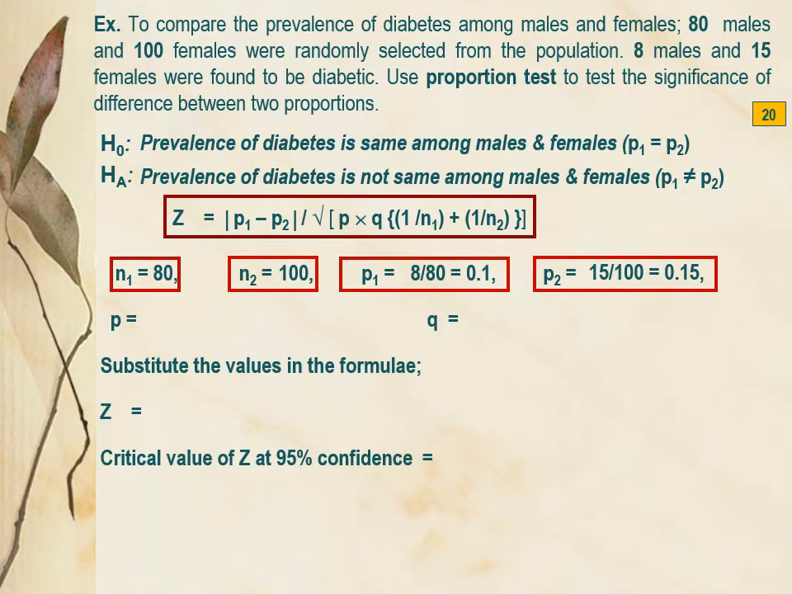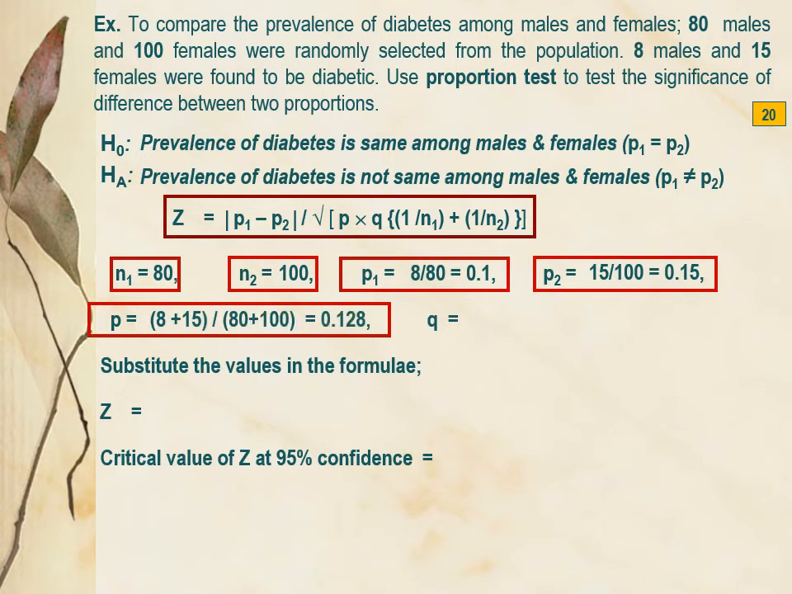You have N1, N2 given to you, and P1, P2 you obtain from the given information. P is the proportion in the combined group, that is combined males and females. The sample size will be 180 and the number of diabetics will be 8 plus 15, which is 23. So your P will be equal to 8 plus 15 over the sum of the two sample sizes, 0.128, and Q will be equal to 1 minus P, that is 0.872. Just substitute these values in the formula.